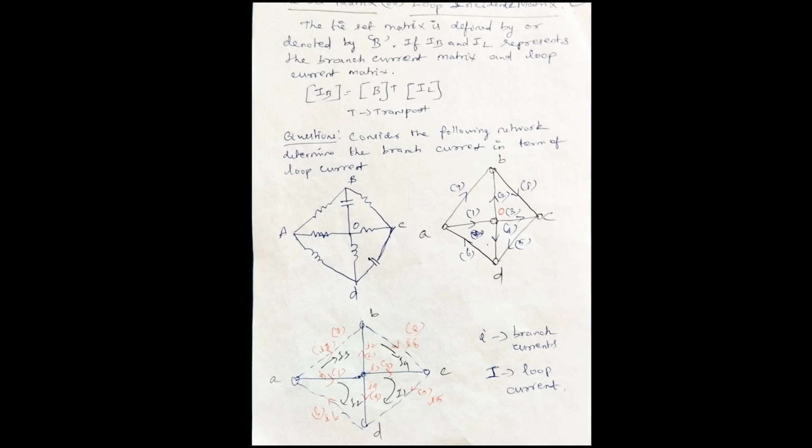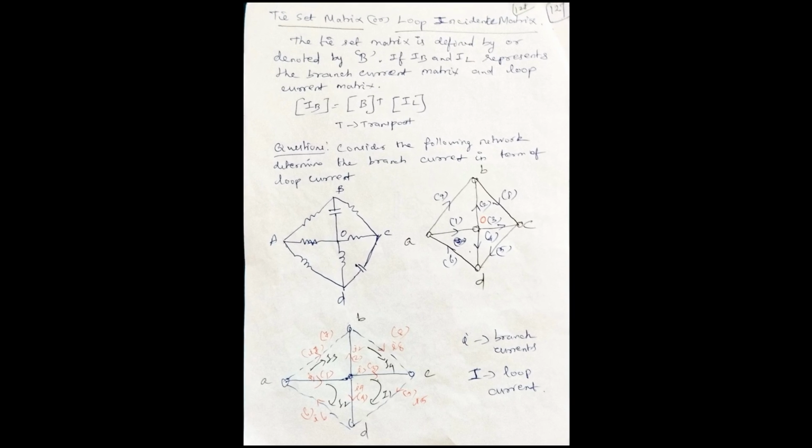In this page, we see the tie-set matrix or loop incident matrix. IB matrix is equal to B transpose matrix into IL matrix. Consider the following network. Determine the branch currents in terms of loop currents. The network is given. The oriented graph is drawn. 1, 2, 3, 4, 5, 6, 7, 8, 9 in brackets are elements, branch currents, and A, B, C, D are node points. Capital I1, I2, I3, I4 are loop currents. The directions are assumed.